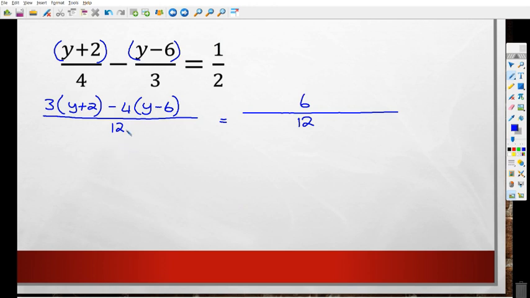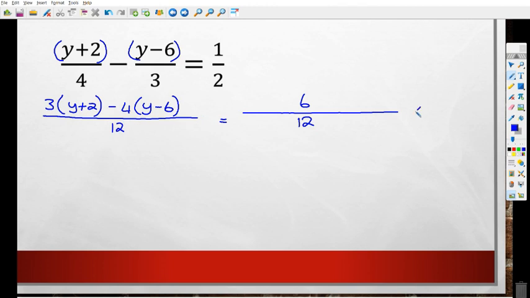Now I've done all my simplifying, I've done all my multiplying. I've got my LCD. Now I want to get rid of that LCD. So that LCD, what's happening? It's being divided. I've got to divide by 12. What's the opposite of divide? Multiply.